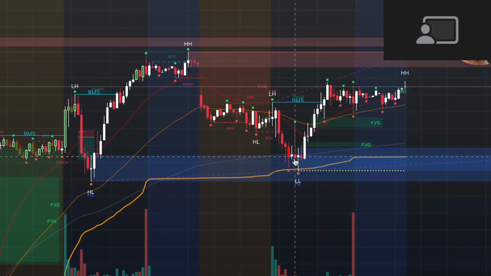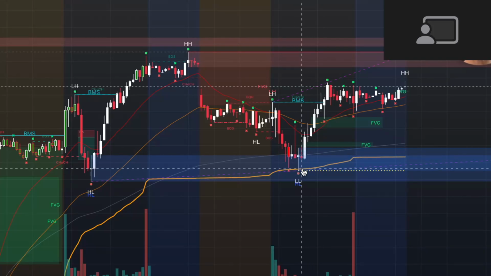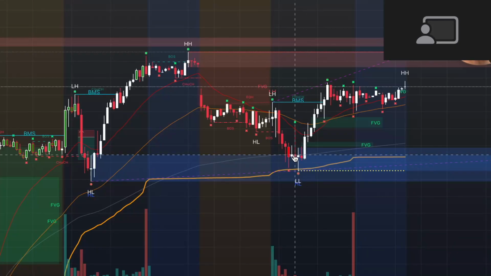We have a doji candle form. We have price still consolidating, never breaking below this lower low right here at 617, showing us that buyers could step in. And if buyers step in, we want to be there to make sure we can take longs. So essentially what we're doing is waiting for the M15 to show us a move to the upside.